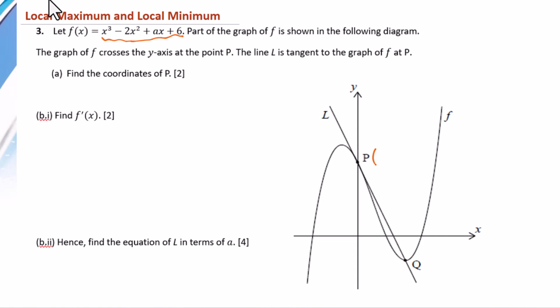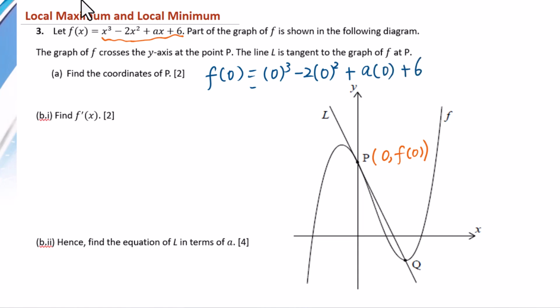The coordinates of P will be 0, f of 0. So f of 0 equals 0 to the third power minus 2 times 0 squared plus a times 0 plus 6 equals 6. Therefore, the coordinates of P is 0, 6.